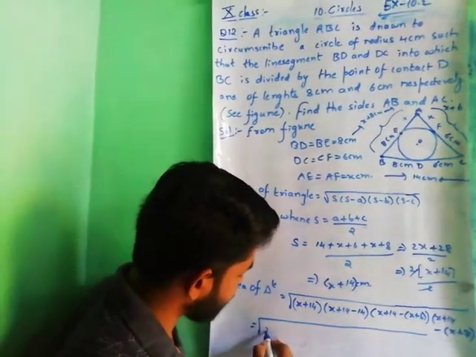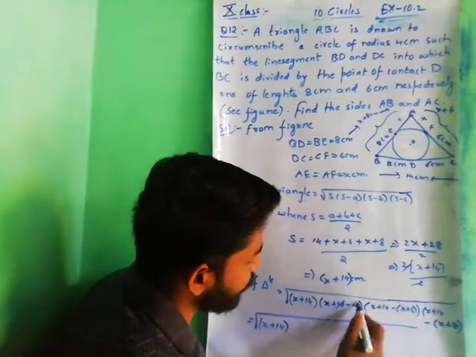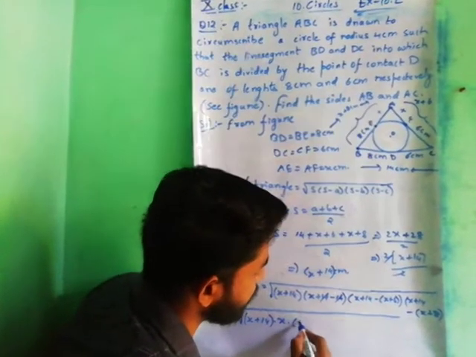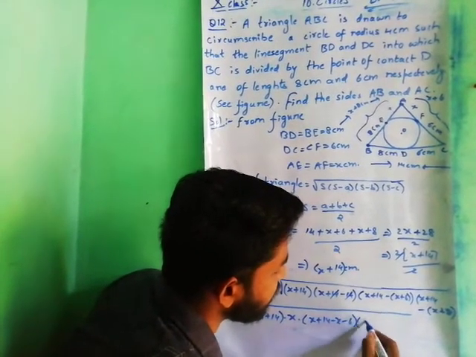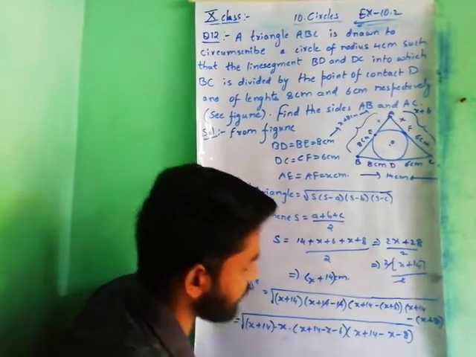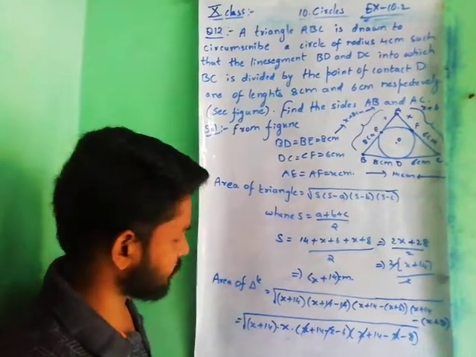So x plus 14, 14 gets cancelled, we get x only. x plus 14 minus x minus 6. Here also x plus 14 minus x minus 8. So x gets cancelled, x gets cancelled.